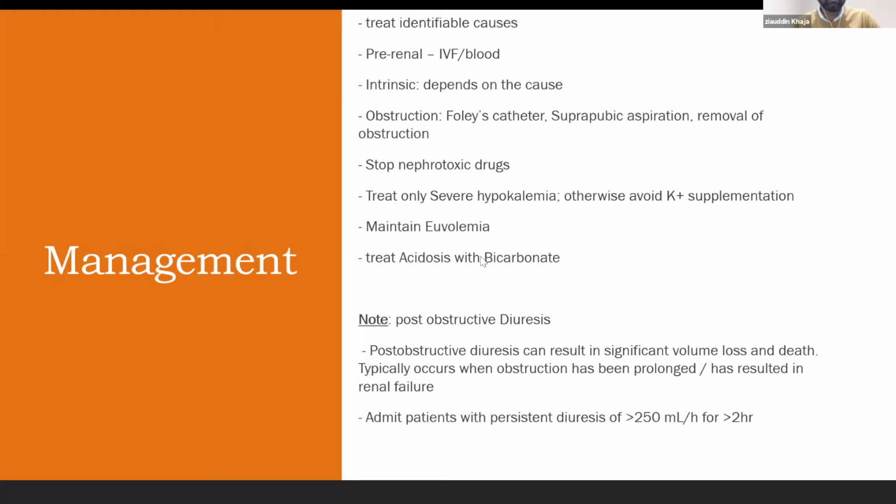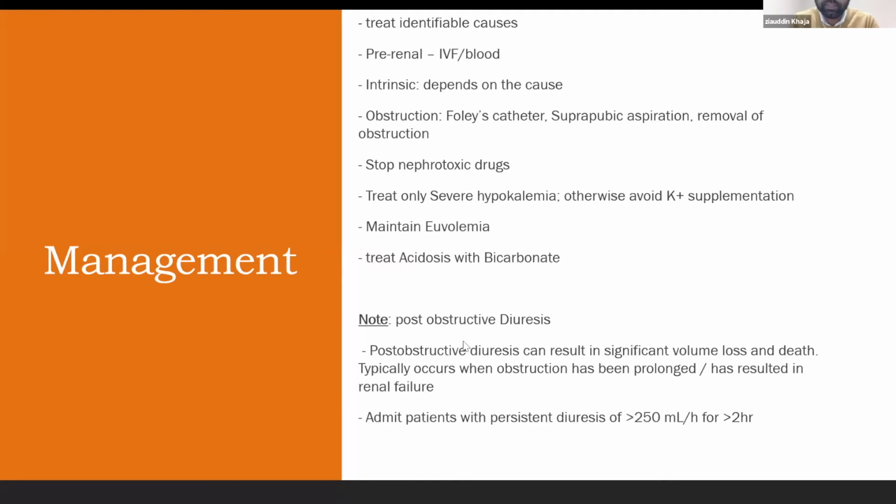And of course, just maintaining the balance, not overloading them with fluid, but also not ignoring the fact that they might be dehydrated despite their status. So maintaining euvolemia. And then if there is acidosis, then you can use bicarbonate to treat that acidosis.